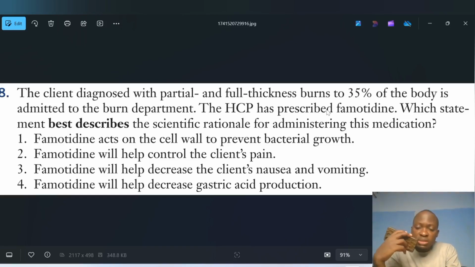You can always pause if I'm going so fast, so that you can internalize the question. Alright, definitely this was straightforward. If you know the mode of action of these drugs, number 4 was the answer. This is what famotidine does: decrease gastric acid production by blocking histamine 2 receptors.